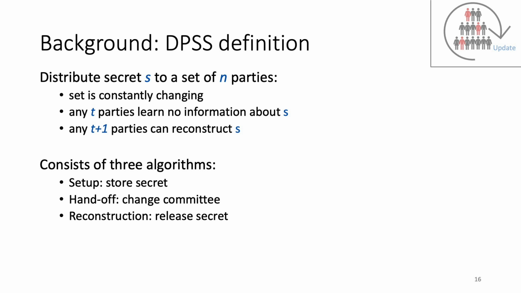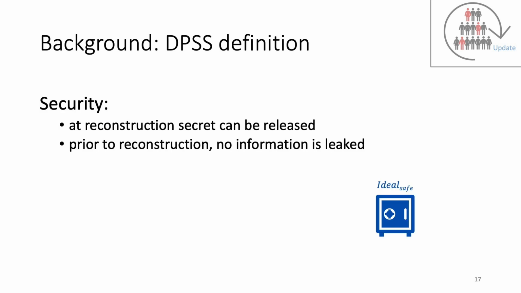DPSS usually consists of 3 algorithms. There is a setup algorithm, which will allow you to store the secret. There is the handoff algorithm, which will allow you to update the committees. And the reconstruction phase, which will allow you to release the secret. For security, we have a formal definition in our paper, but intuitively, we say that at reconstruction, the secret can be released, but prior to reconstruction, no information is leaked.